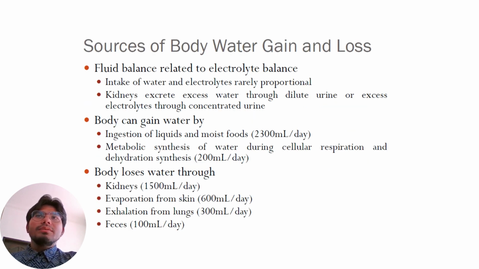Here we discuss a little bit on the sources of water gain and loss. As I mentioned earlier, there should be a balance between the level of fluids and electrolytes in the human body. Intake of water and electrolyte is rarely proportional. We cannot say that 1 liter of fluid is equivalent to 1 liter of solute, or we term it as electrolyte. It does not work that way. Those two factors, fluids and electrolytes, need to be controlled by an organ, which we call the kidney. The kidney will filter the urine to remove the excess electrolyte to make sure our body can contain a sufficient amount of water.